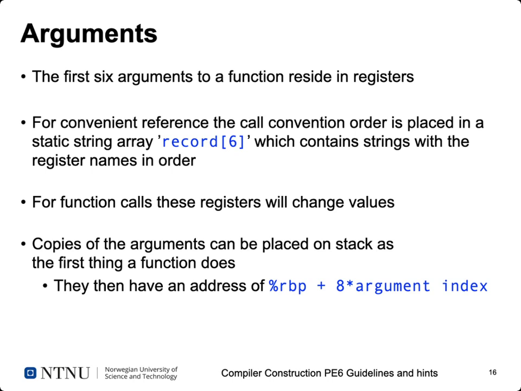For function calls, these registers obviously will have changing values here. So what you should do is provide copies of the arguments, and you can place them on the stack as you would do for local variables. That's actually the first thing a function does. Essentially, you copy out the RDI, RSI, and so on values into a local variable so you can modify them. These can then have an address of base pointer on our stack plus 8 times the index of the argument, so they don't interfere with local variables.